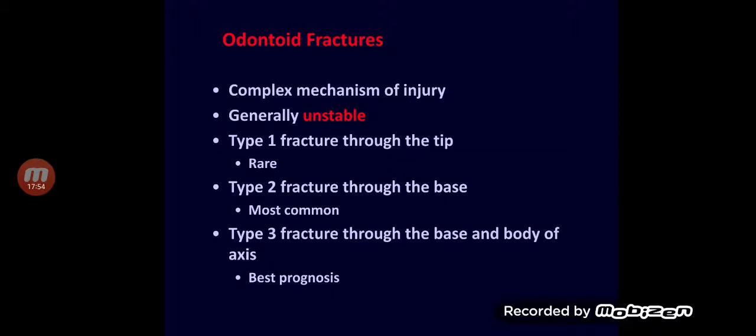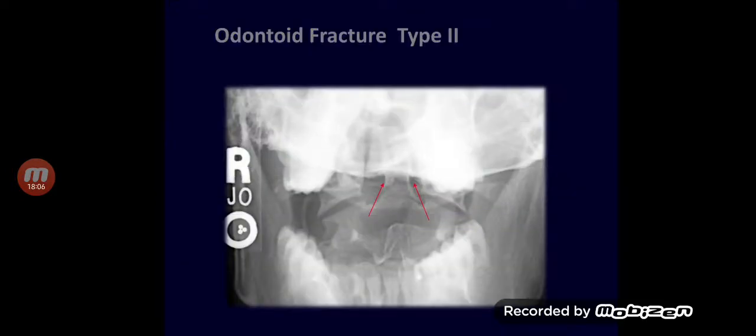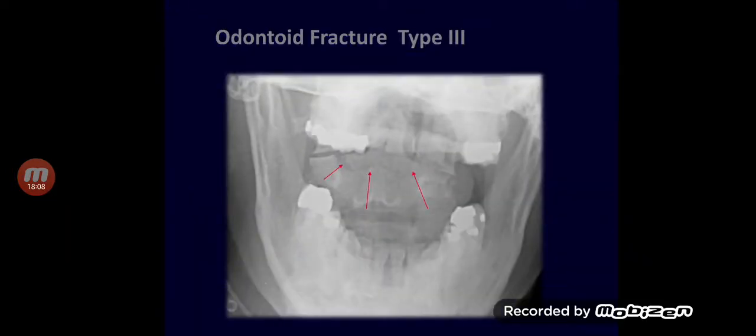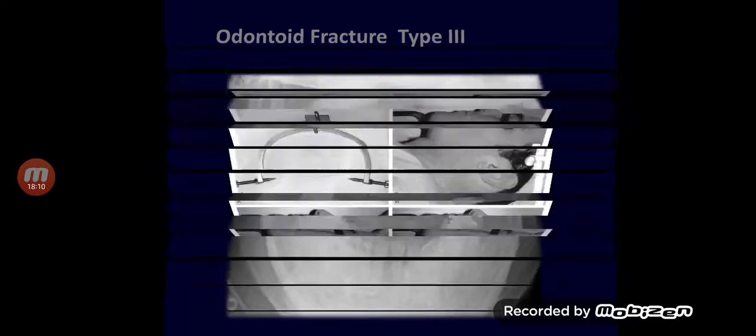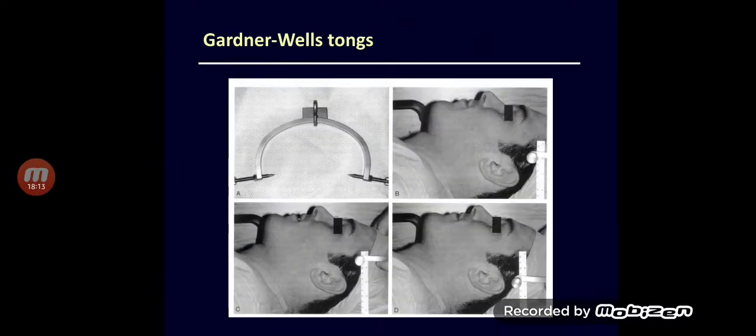Odontoid fractures have a complex mechanism of injury. Generally, they're unstable. There are three types. Type 1, the fracture passes through the tip. Type 2, the fracture passes through the base. Type 3, the fracture passes through the base and the body of the axis. This is a type 1. This is a type 2. And type 3. This picture shows the Gardner-Wells tongs used for the traction.